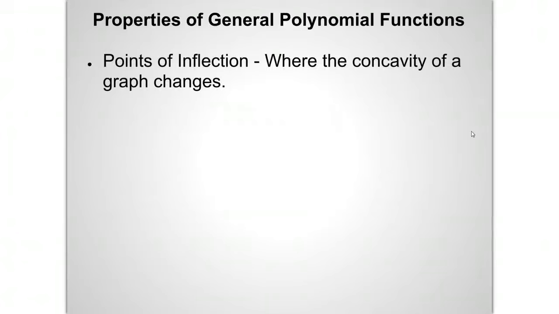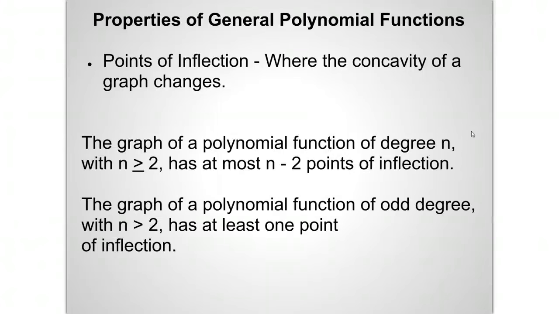Points of inflection. This is again where the concavity of a graph changes. This was introduced to us. It's a fairly new idea. The graph of a polynomial function of degree n with n greater than or equal to 2 has at most n minus 2 points of inflection.